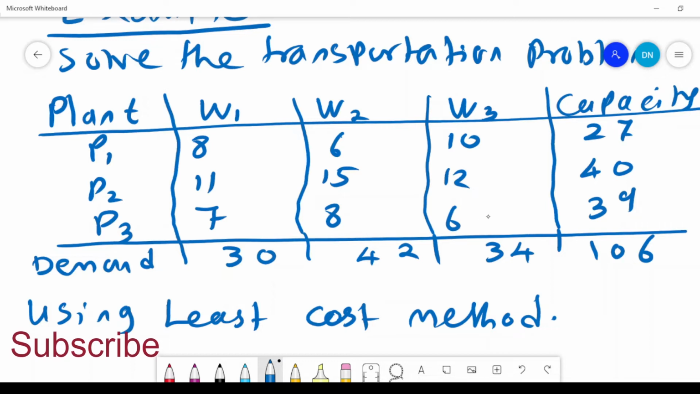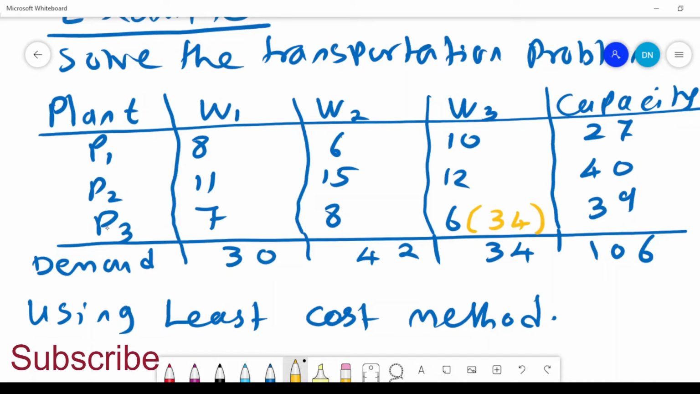And I could start off with the 6 here. Either of the 6 I could start with. I'm going to start with this 6. W3 requires 34 units, but P3 can produce 39 units. Since W3 only requires 34 units, I'm going to allocate W3 the 34 units that it requires. This 34 comes from P3. So once I have allocated 34 units, the balance will be left at 5 units. So there are 5 units left here, but here the balance is 0. W3 does not require any more units. It will get all the 34 units from P3.